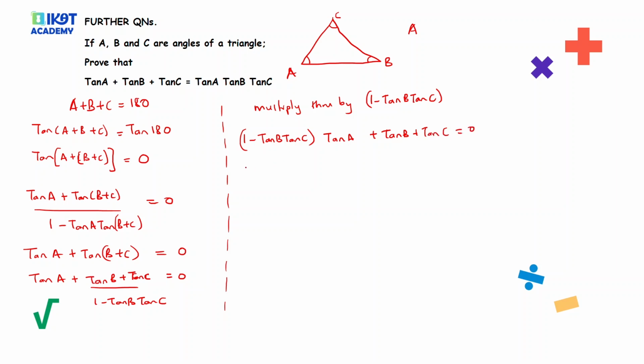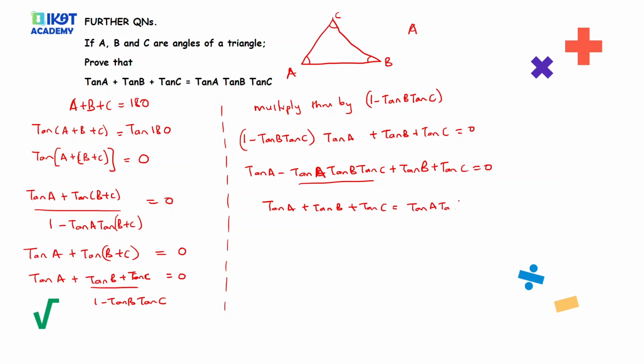Then I expand this bracket. This is going to be tan A minus tan B tan C minus tan A tan B tan C plus tan B plus tan C is equals to 0. So now I just take this term to the other side, so I'll have tan A plus tan B plus tan C is equals to tan A tan B tan C. So just like that, we've proved this.